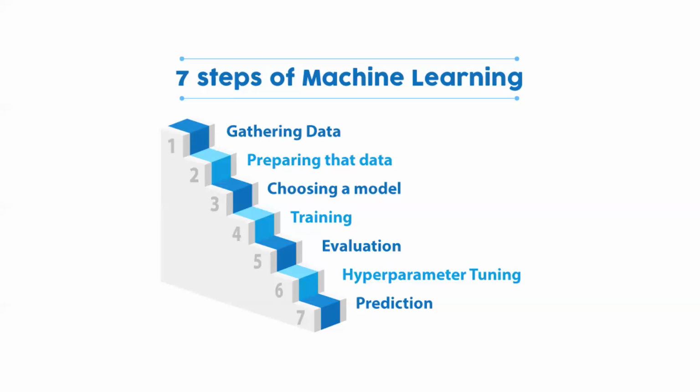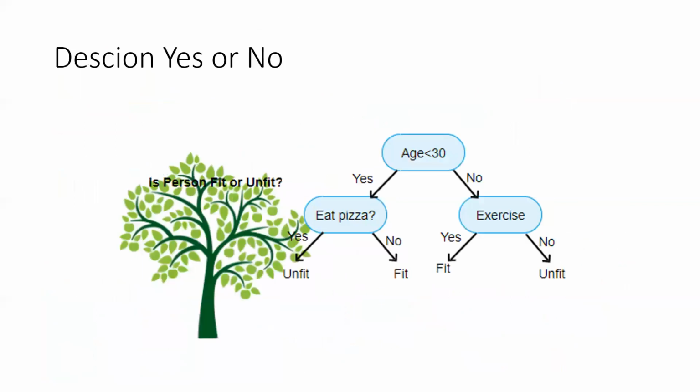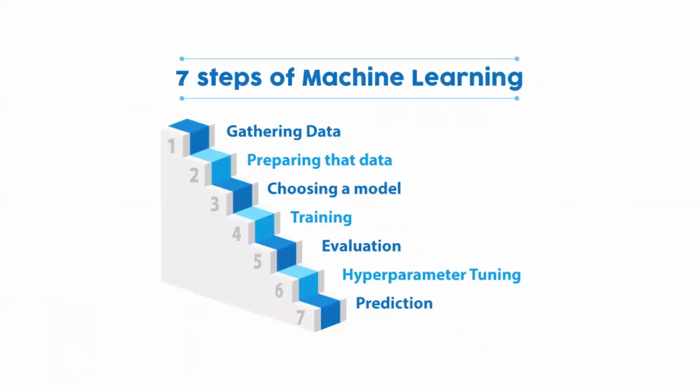And then we have to choose the model. Like I showed you in the previous example, we have different algorithms to deal with, so we have to choose the correct model for us. And then we have to train our data on that model.